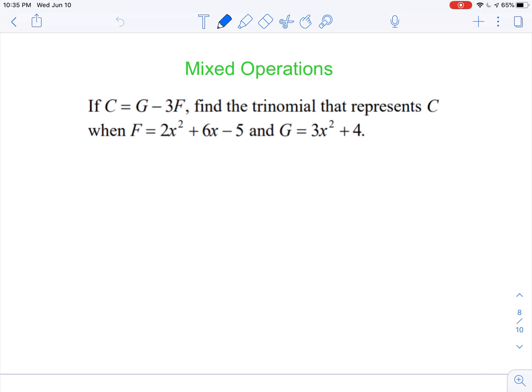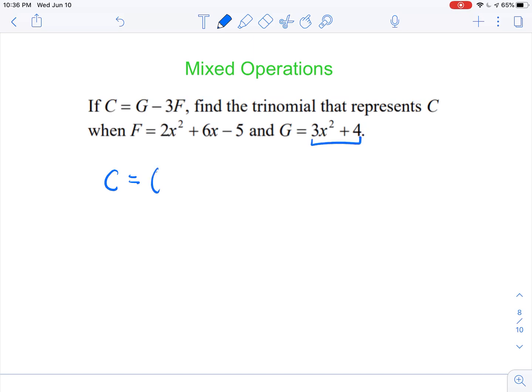The last thing we need to talk about for polynomial arithmetic is mixed operations. What happens when they're mixed and creatively worded? So we have this question. It says, if C equals G minus 3F, find the trinomial that represents C when F is equal to that polynomial and G is equal to that.